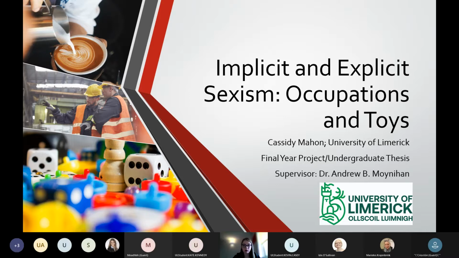I will explain the occupation IAT here. The first block presents the participant with names that they must sort into either men's names using the E key and women's names using the I key, as you can see up here in the top left. The second block shows the participant occupations that they must sort into manual labour or hospitality sector, again using the E key for the left and the I key for the right.